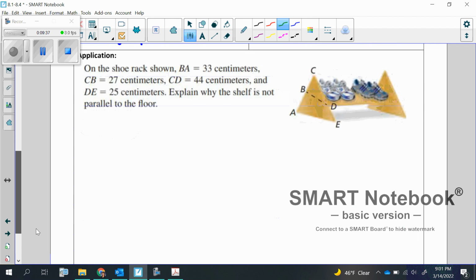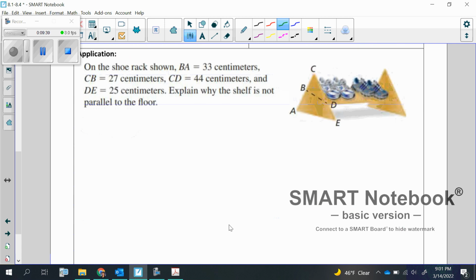So last thing we are going to do is a little bit of application, a little word problem. So it says on the shelf shown, BA, so I'm going to label it, BA is 33 centimeters, CB is 27 centimeters, CD is 44 centimeters, and DE is 25 centimeters. So I filled it all in. Yes, you can see it is a triangle. Explain why the shelf is not parallel to the floor.